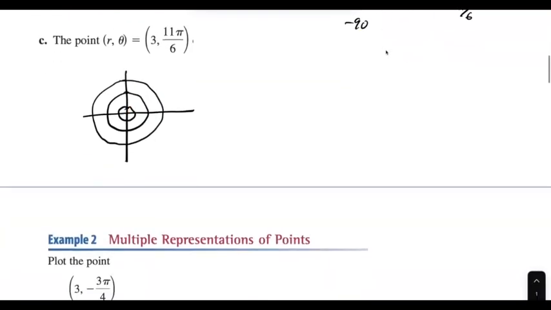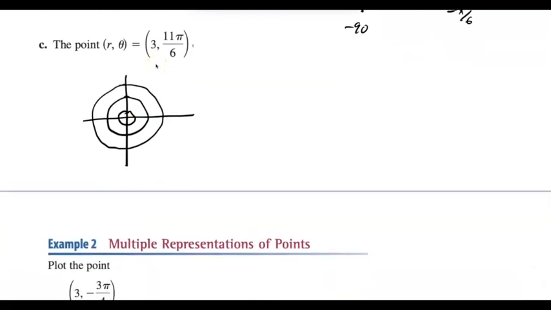And the next one, 3, 11 pi over 6. 11 pi over 6 is probably the same spot. This is 6 over 6. This is 12 pi over 6. And then 1 less. So same spot, and we're going to go 3 right there.